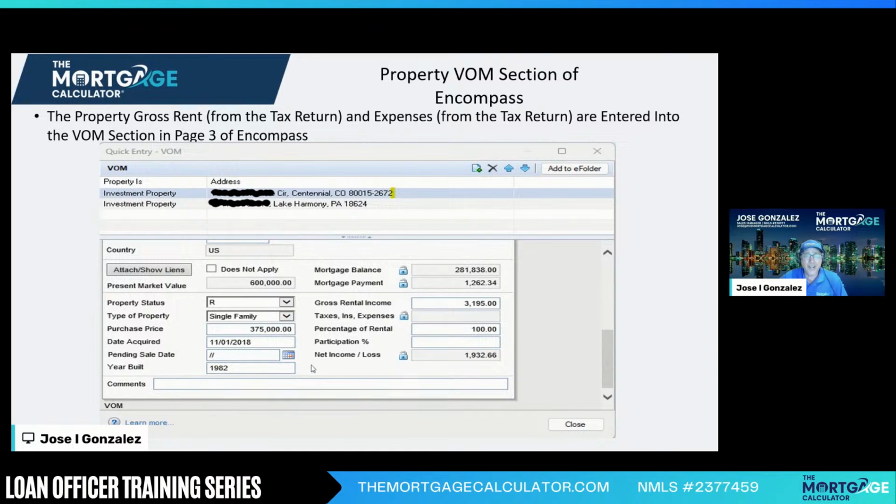So this section here is where all of your final numbers need to be put. So the gross rental income, the net expenses, percentage of rental, participation percent, and then you're going to have a net income or loss here, which should match what you came up with when you did your Schedule E income calculator. So this is very critical. And then remember also, this is for DTI loans only. This would never be applicable for a DSCR loan.